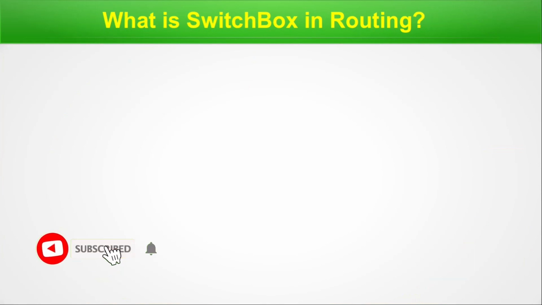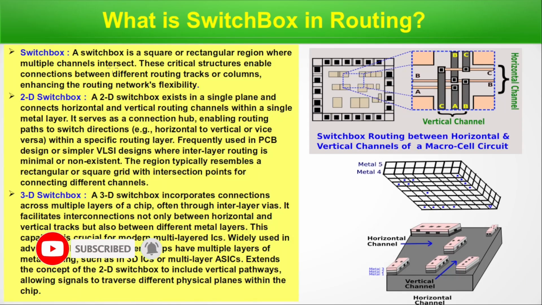What is a switchbox in routing? A switchbox is a square or rectangular region where multiple channels intersect. This critical structure enables connections between different routing tracks or columns, enhancing the routing network's flexibility. So a switchbox is basically a junction. Multiple channels intersect. That is a switchbox. Here it's shown switchbox routing between horizontal and vertical channels of a macro cell.